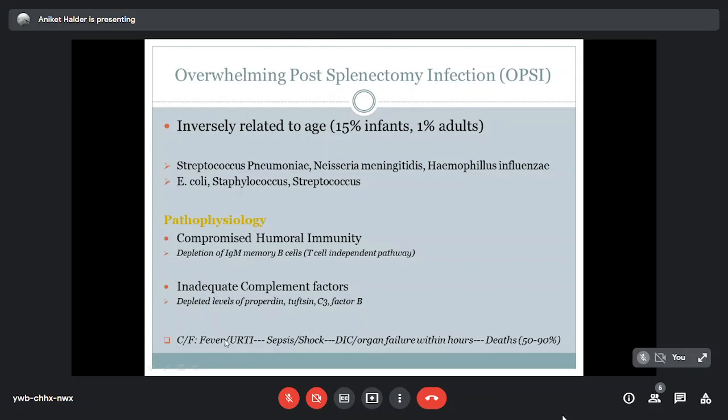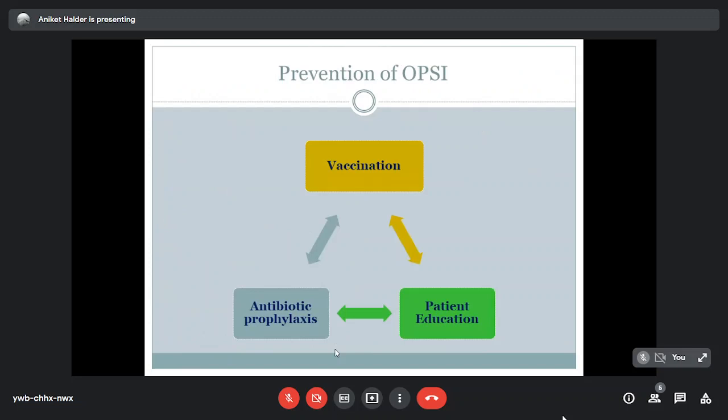And the clinical features of this condition: there will be fever, it may start with fever or upper respiratory tract infection, and it can quickly develop into sepsis, shock with DIC, and organ failures. And deaths can be as high as 50 to 90% of the cases. So identification of these infections is important, and to prevent these overwhelming infections, the triad of vaccination, proper patient education, and antibiotic prophylaxis should be considered in all splenectomy patients.